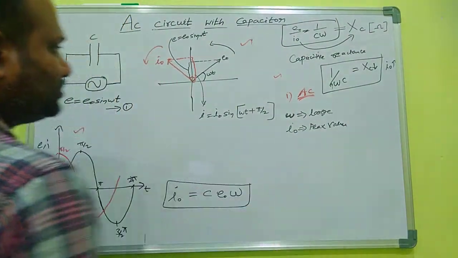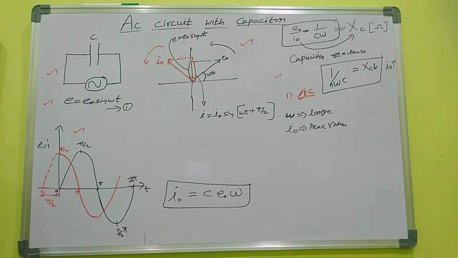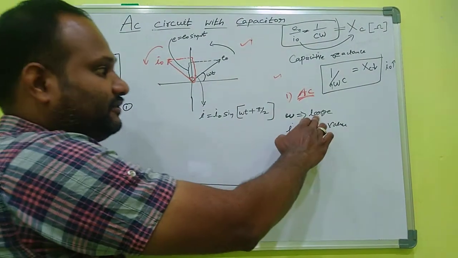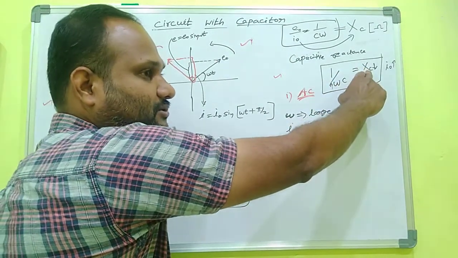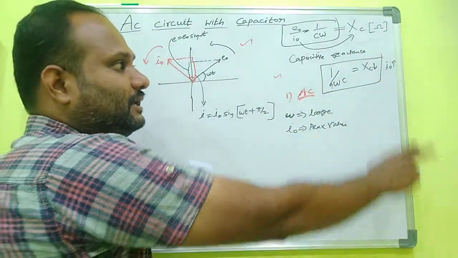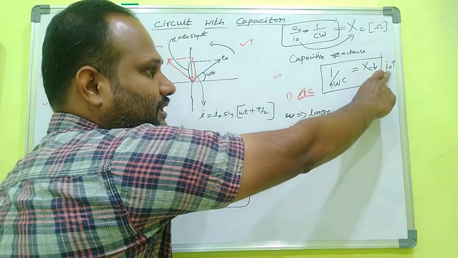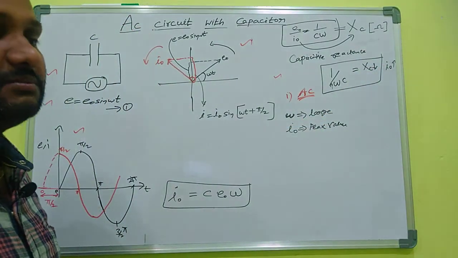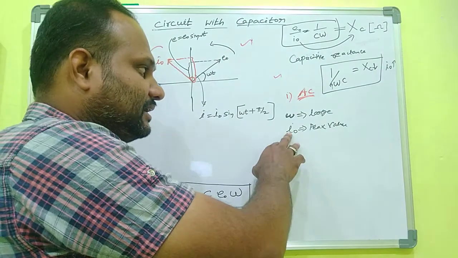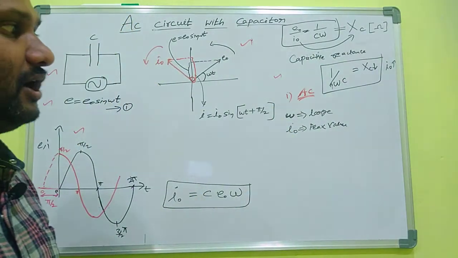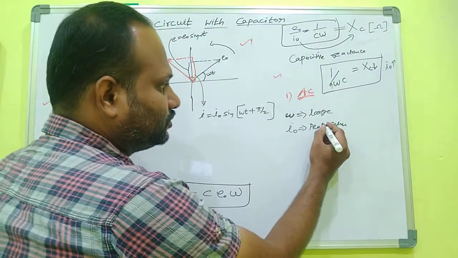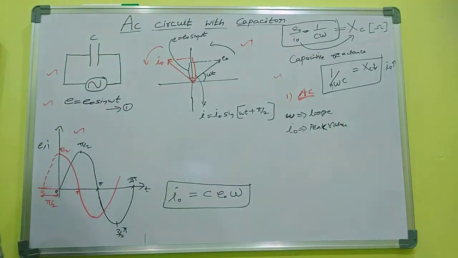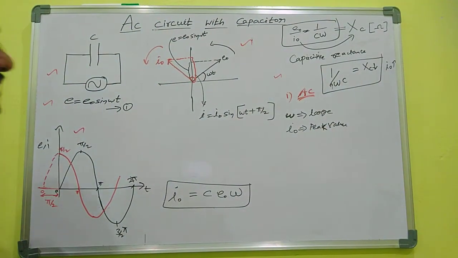I naught will pass through the circuit when the angular frequency, the frequency of the AC circuit, is large. The opposition goes to minimum. When the opposition goes to minimum, the current in the circuit is maximum. So the current attains its peak value. A large, peak current will pass through the AC circuit, through the capacitor.